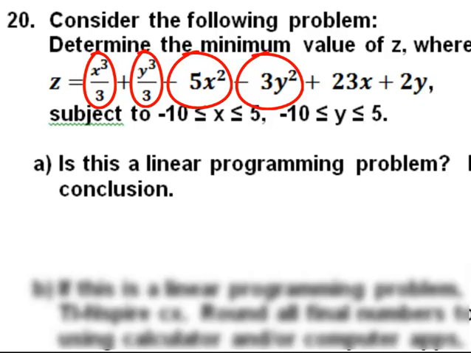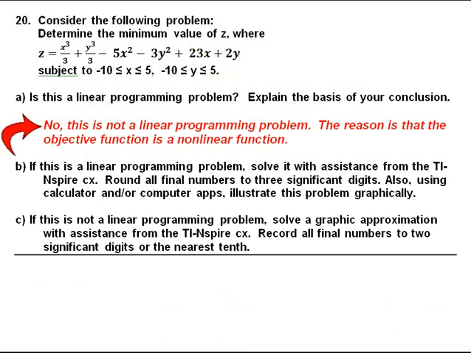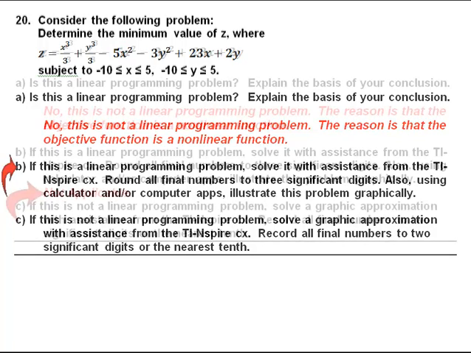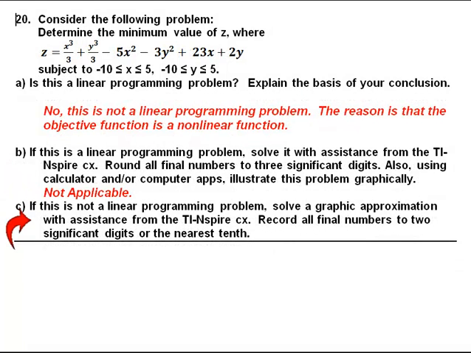Okay, let's record that. So there we are. No, this is not a linear programming problem. The reason is that the objective function is a nonlinear function. Part B. If this is a linear programming problem, solve it with assistance from the TI Nspire CX. Okay, stop right there. It's not a linear programming problem, so this is not applicable. Make a note of that. Okay, Part C. If this is not a linear programming problem, solve a graphic approximation with assistance from the TI Nspire CX. Record all final numbers to 2 significant digits or the nearest tenth.